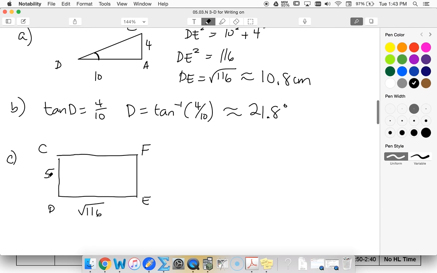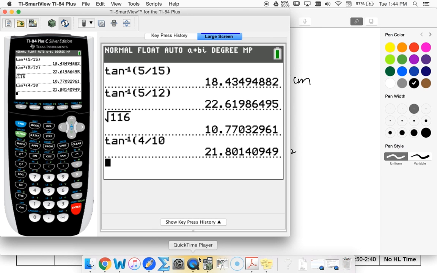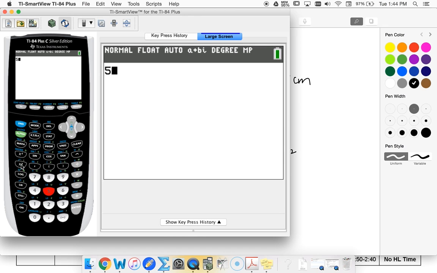We want to find FD. So here's what we want to find. So that's our x. So again, Pythagorean theorem. I can say that x squared equals 5 squared plus square root 116 squared. Of course, squaring a square root cancels it out. So x squared is going to be 25 plus 116. And I can always just put the whole thing in my calculator. 5 squared plus square root 116 squared. And I get 141.